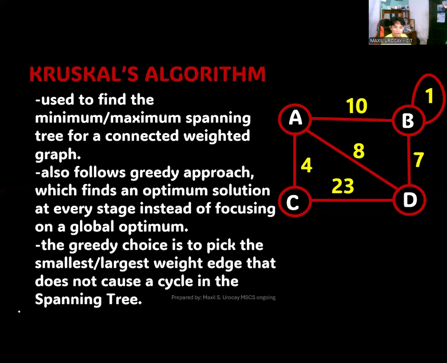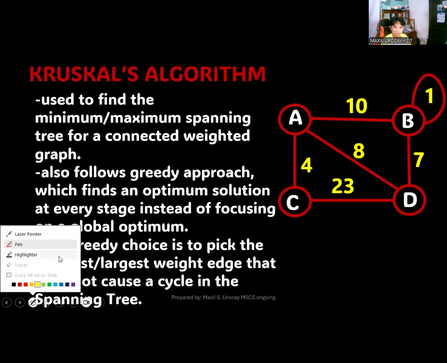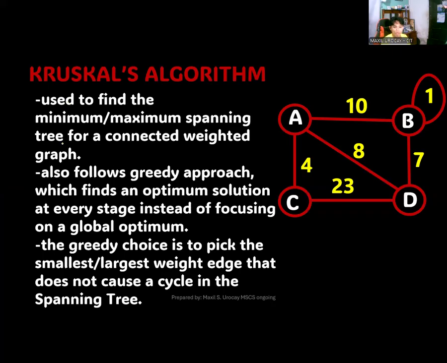Kruskal's algorithm is used to find the minimum and maximum spanning tree for a connected weighted graph, because it can be applied for both. It also follows a greedy approach, which finds an optimum solution at every stage instead of focusing on a global optimum. The greedy choice is to pick the smallest or largest weight edge that does not cause a cycle in the spanning tree. So our focus here is that we have to sort everything.